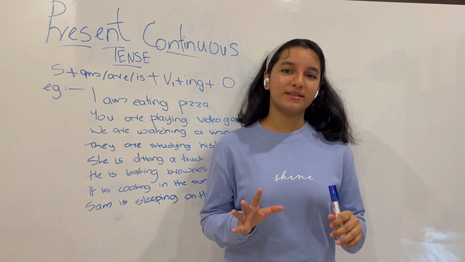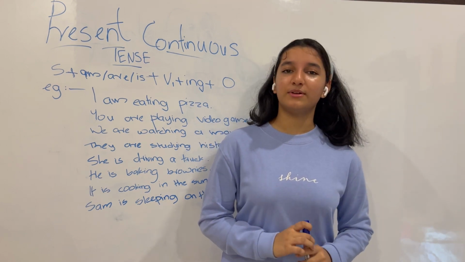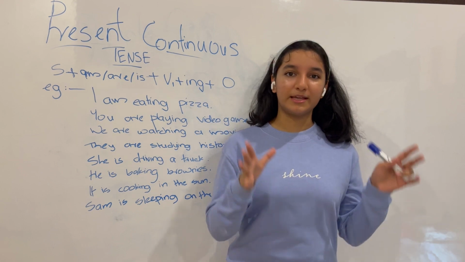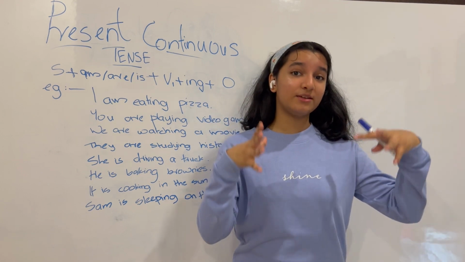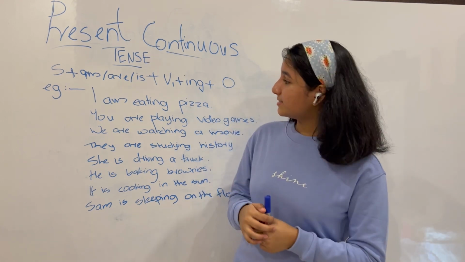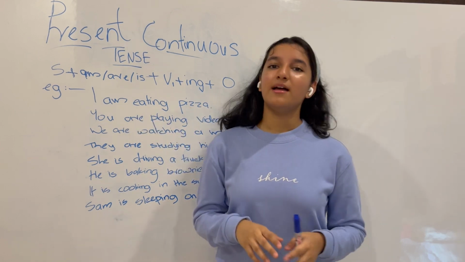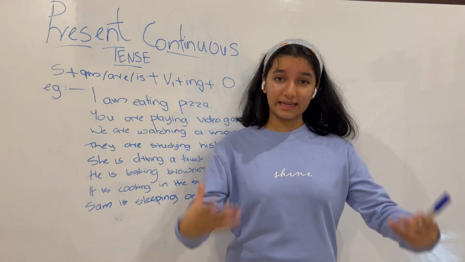Today I'll be explaining present continuous tense. Present continuous tense is a tense that is used for describing an action that is taking place in the present and is continuing in the present. For example, I am eating a pizza. It is saying that I am currently eating a pizza.